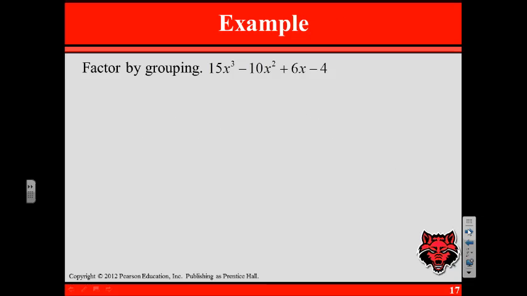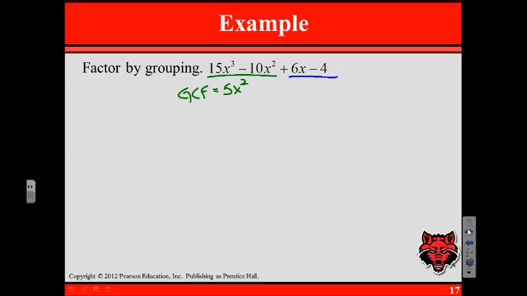Let's try an example. So we want to factor 15x cubed minus 10x squared plus 6x minus 4 by grouping. So the first step is to create 2 groups. I'm going to underline my first 2 terms and underline my second 2 terms. It is possible to rearrange your terms before you start, but it's not always necessary. If we look at the first 2 terms, we have 15x cubed minus 10x squared. And after we do a bit of work, we can find that the GCF between those 2 terms is 5x squared.